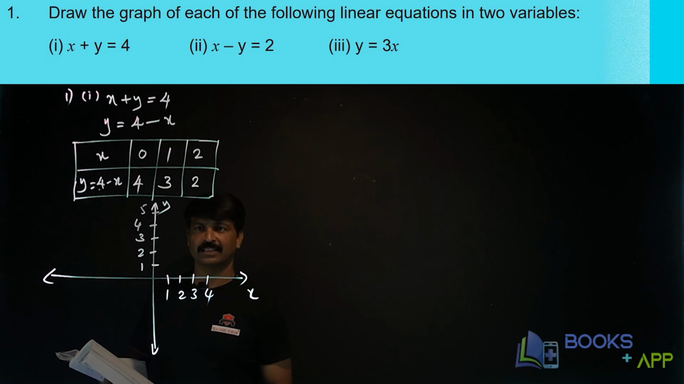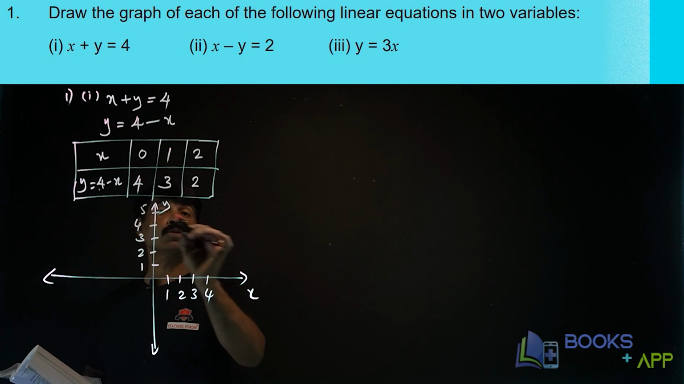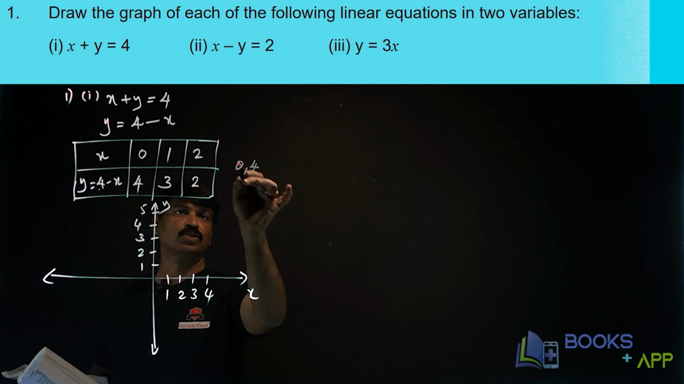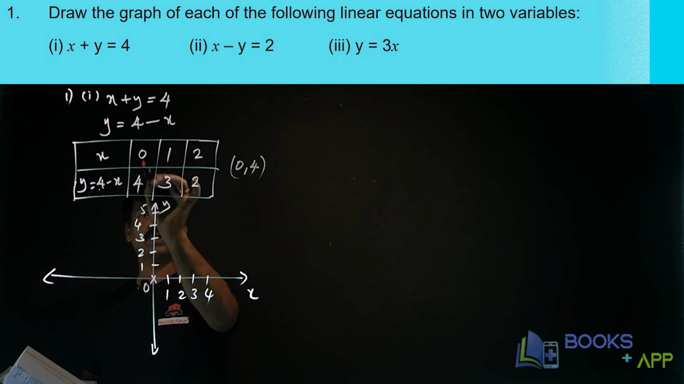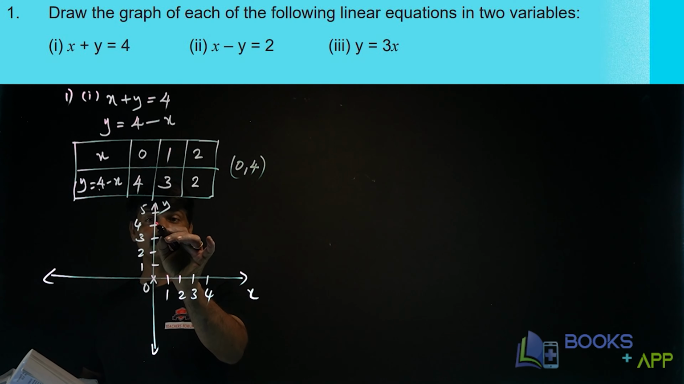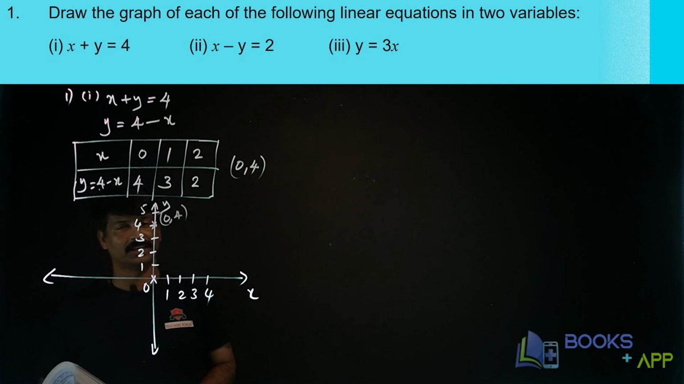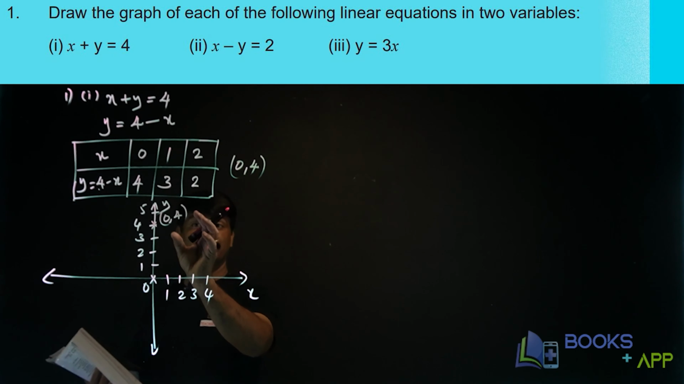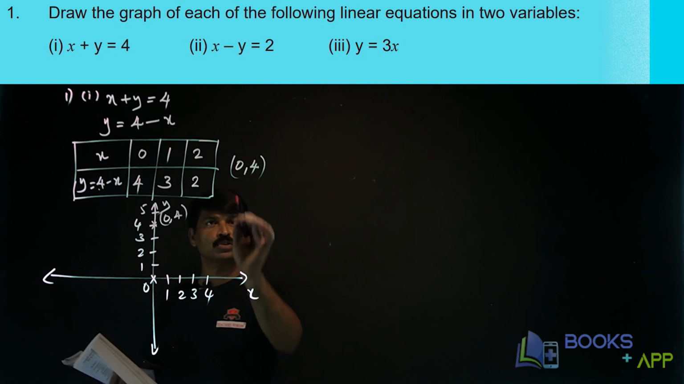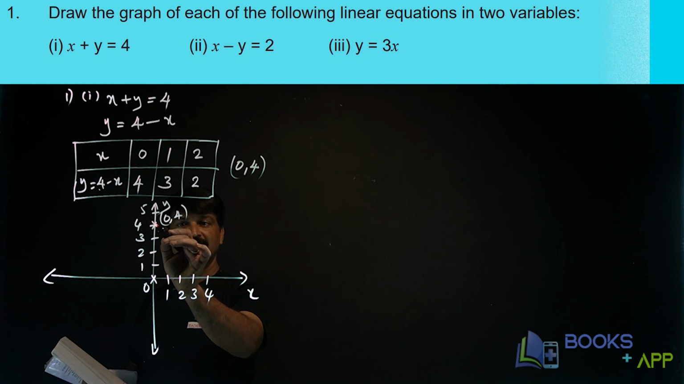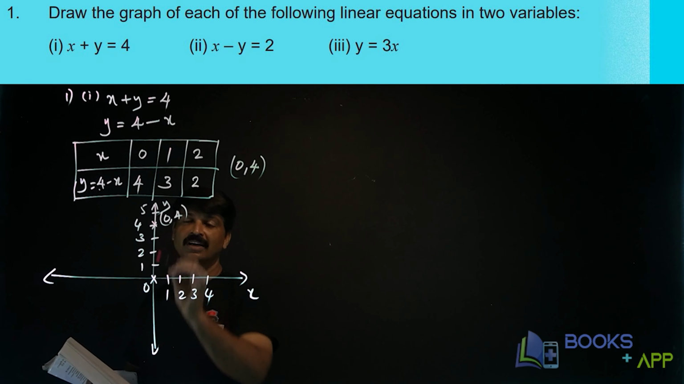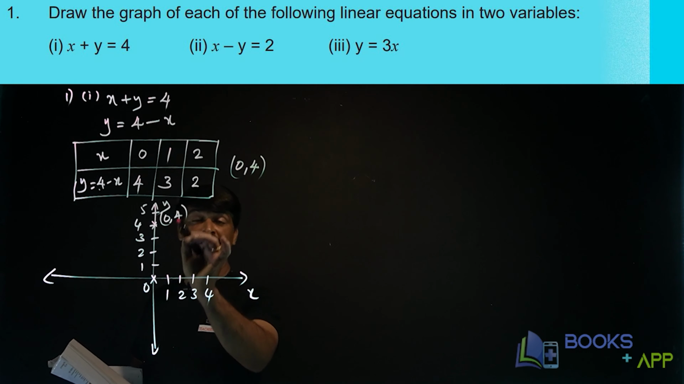Now what are the points? The first point is (0, 4), the first solution. So x should be 0, and y should be 4. We have seen how to mark coordinates in a Cartesian plane. So this is 0 on the x-axis and this is 4 on the y-axis. This is the point that represents (0, 4).